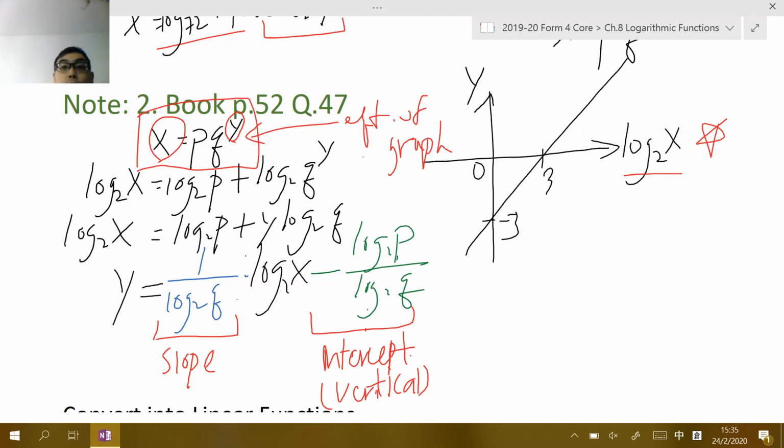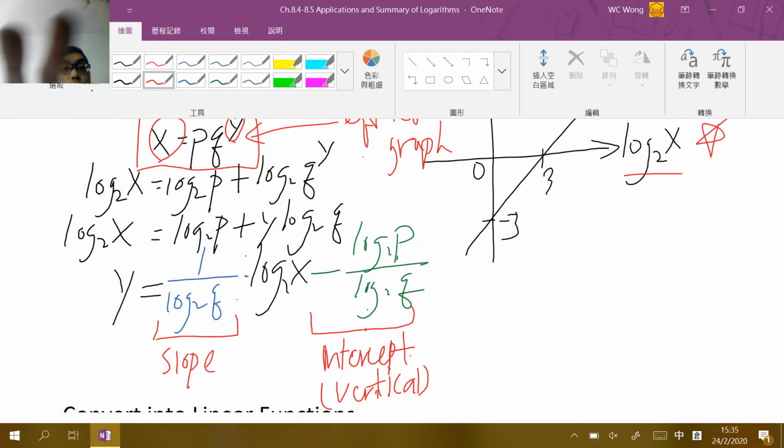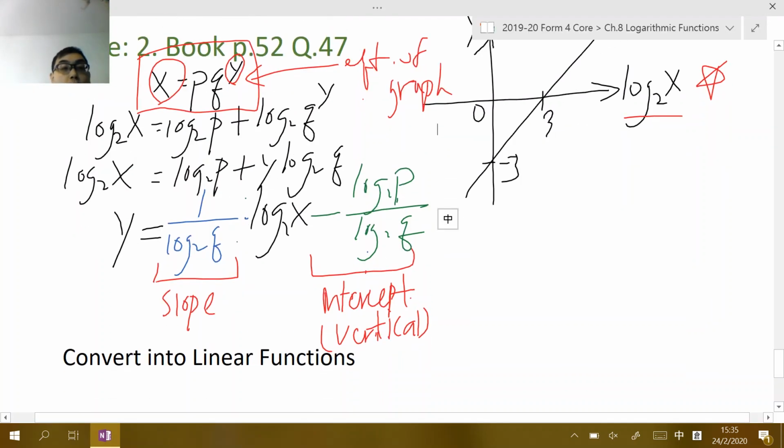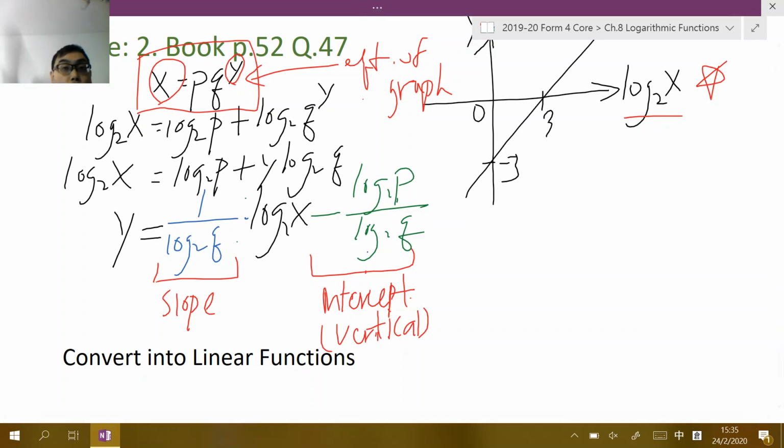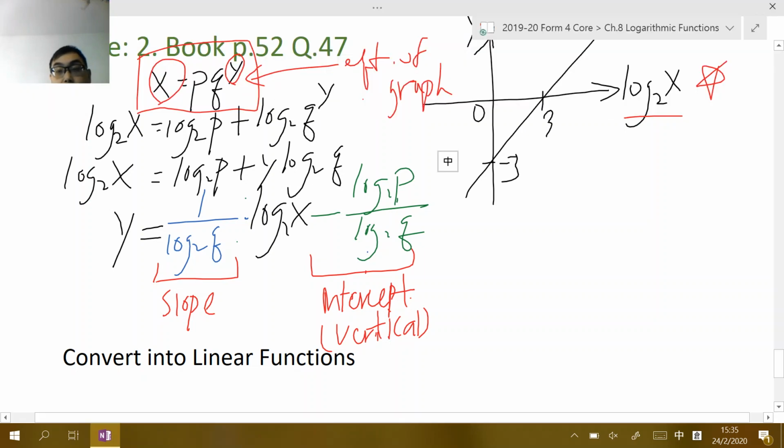So we call this kind of question converting the function into a linear function. And the way to convert it is to take log. But why do we have to take log? Because first of all, in the graph, the axis is showing you log 2. And also, in order to make it a straight line, you cannot have a power. Because if you still remember the equation of a straight line, we will never have the variable itself as a power. So we have to take log to take the power out from the index.